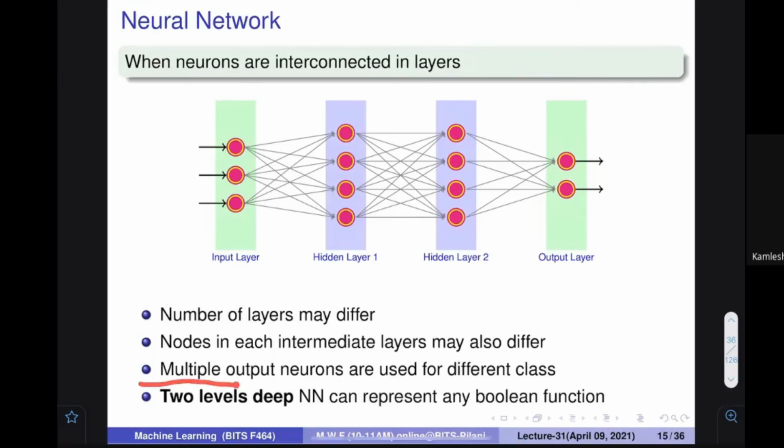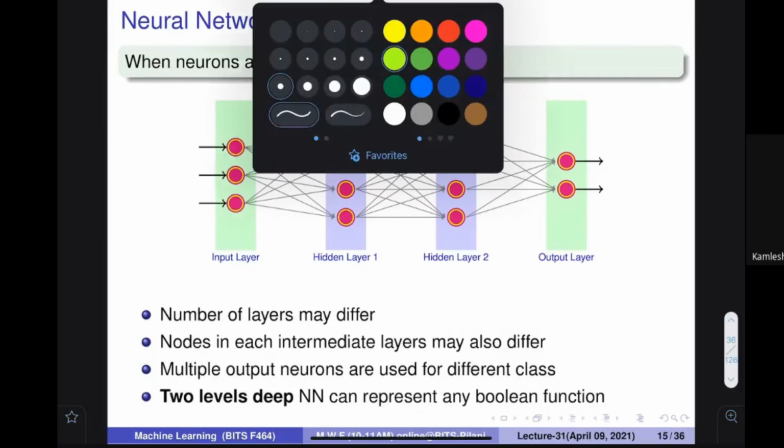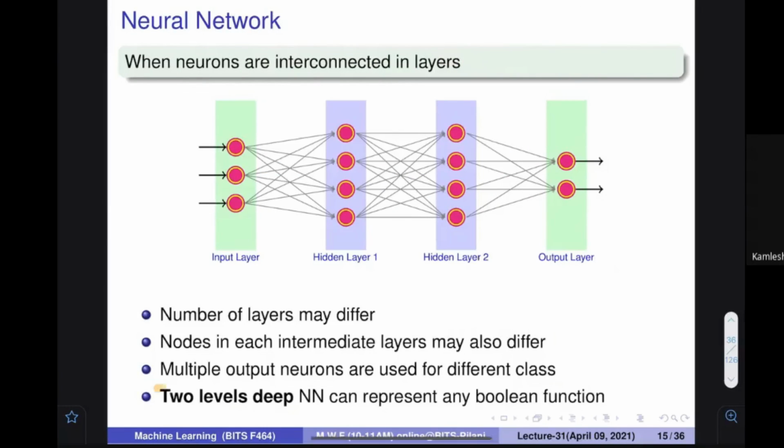A 2-layer deep neural network can represent any Boolean function. I want to explain now what I mean by this. It is a very important line, and a few slides back we were actually talking about that. We would be discussing it in the later slides. A 2-level deep neural network can represent any Boolean function. You can come up with any Boolean function. Boolean function means what? Its output is going to be only 0 and 1.